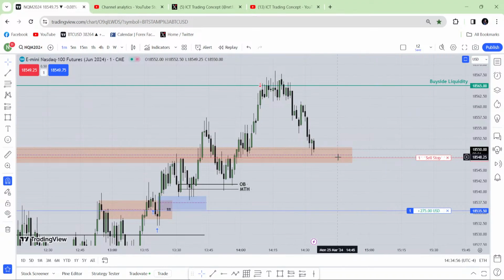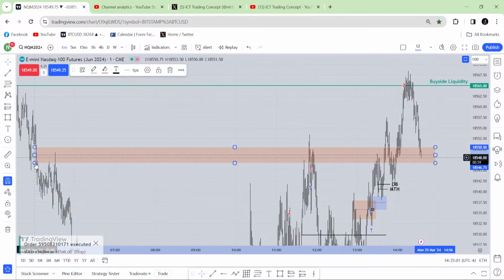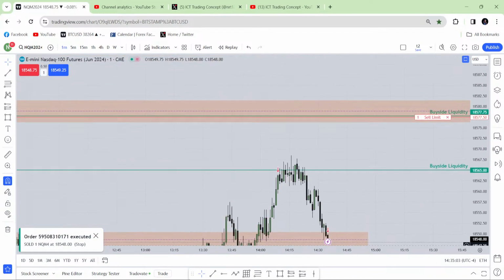Why did I put it over here? Just below the consequent encroachment of the last fair value gap from the 1 minute chart. That was that 1 minute last fair value gap. Okay, I got stopped out, so I'm going to close it.